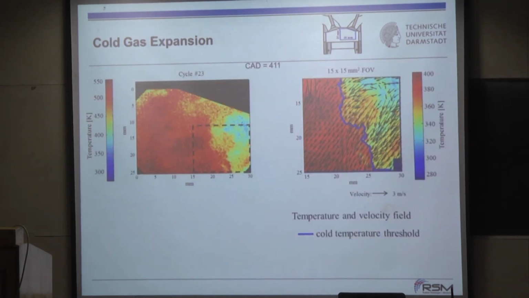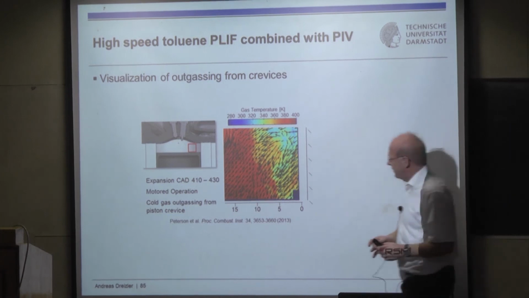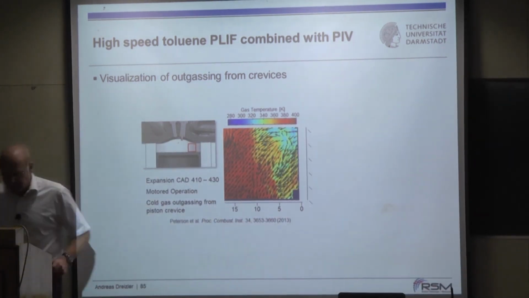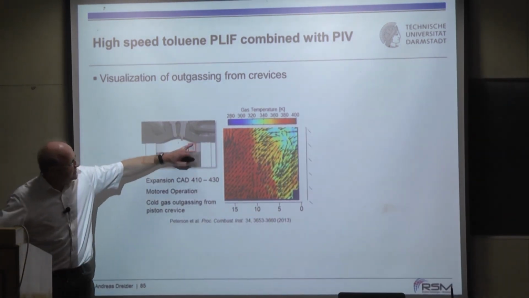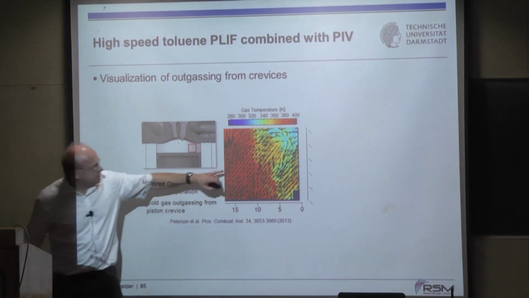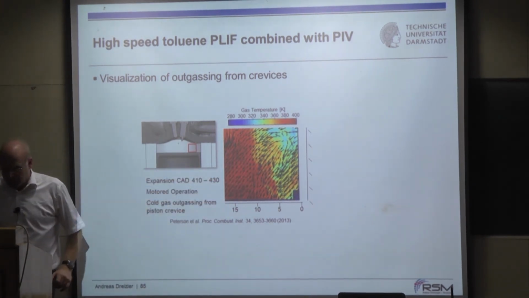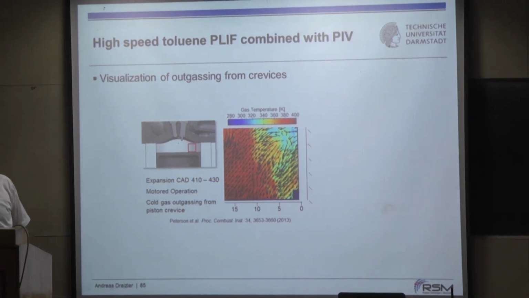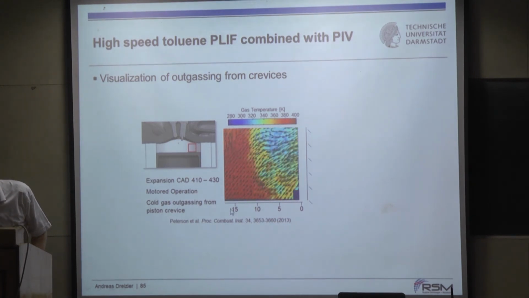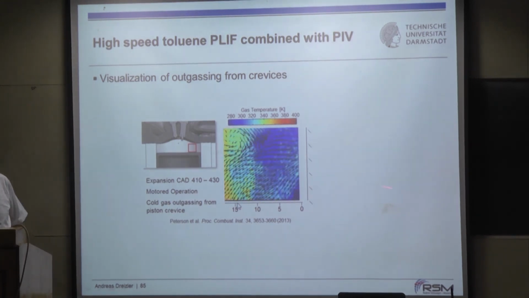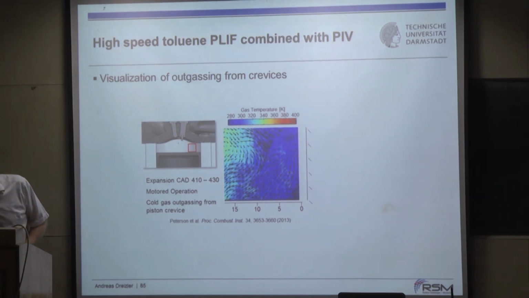And the reason is, and that's now good to have some velocity information, this actually is outgassing of the crevices. And I have a video over here. We concentrate now on this area over there. If you look at the right-hand side, you see an overlay of the temperature field and the velocity field. And you see over the crank angles, maybe I should repeat it.